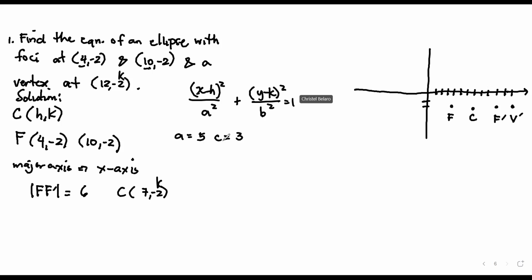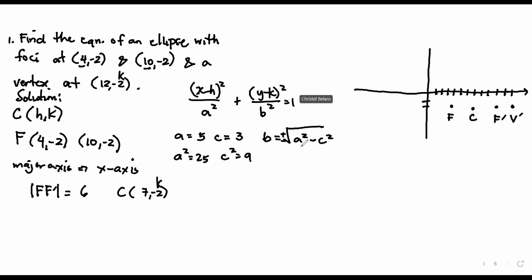We already have the value of A and the C. We don't know the B. Therefore, here A squared is 25, C squared is 9. Let's find the value of the B. B is equal to the square root of A squared minus C squared.